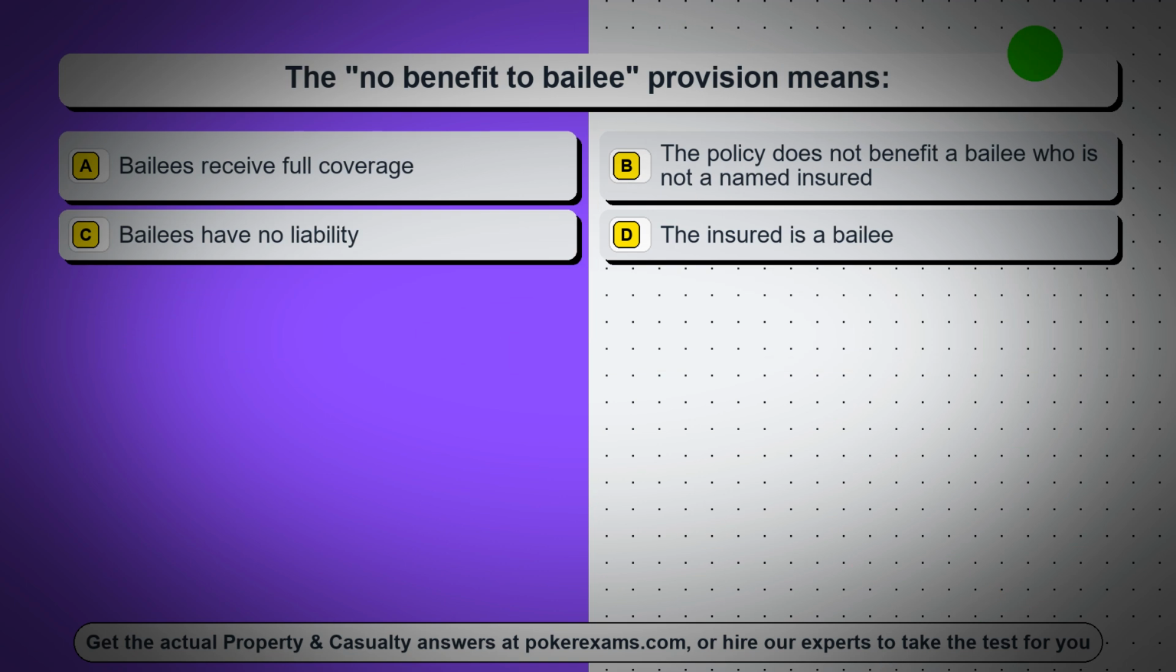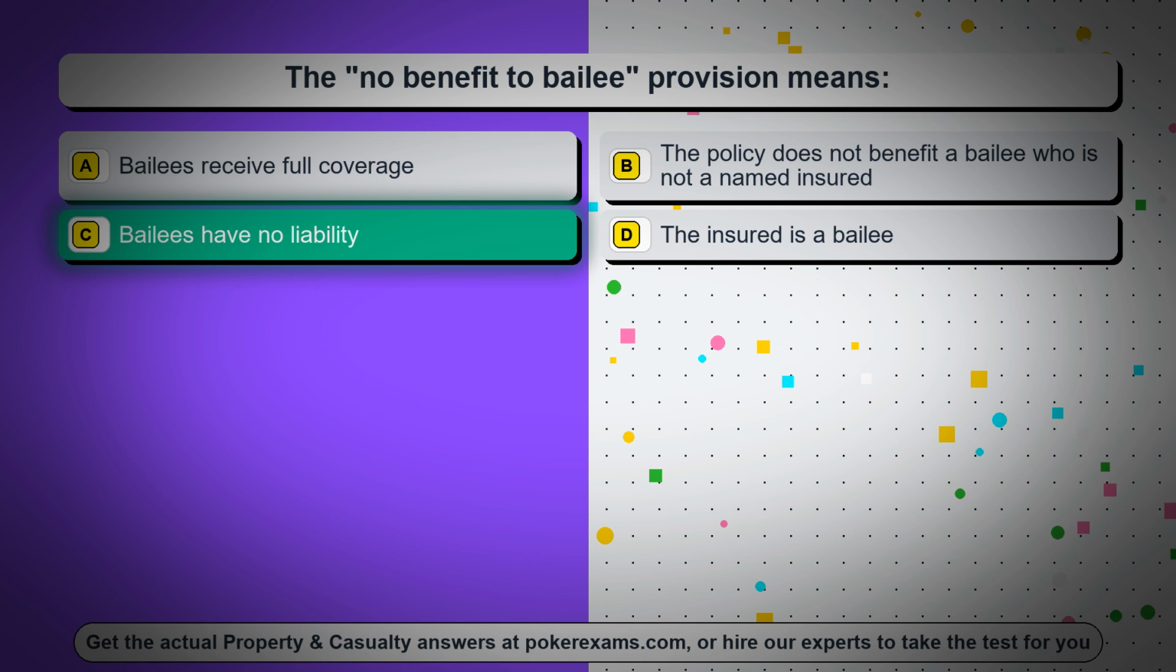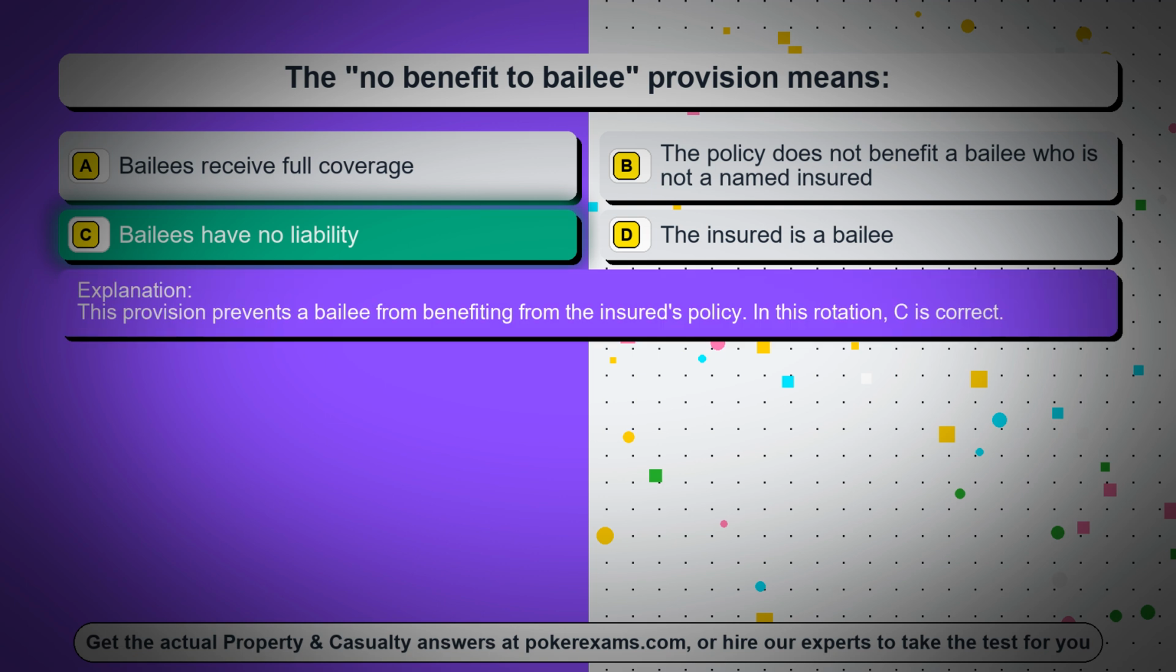Question 81. The no benefit to bailee provision means: Option A, bailees receive full coverage. Option B, the policy does not benefit a bailee who is not a named insured. Option C, bailees have no liability. Option D, the insured is a bailee. The correct answer is option C, bailees have no liability. This provision prevents a bailee from benefiting from the insured's policy. In this rotation, C is correct.